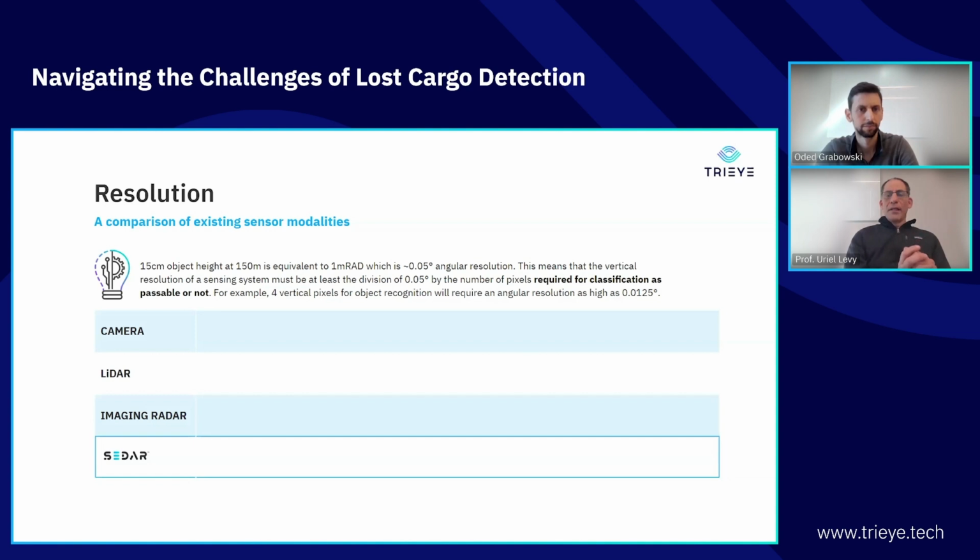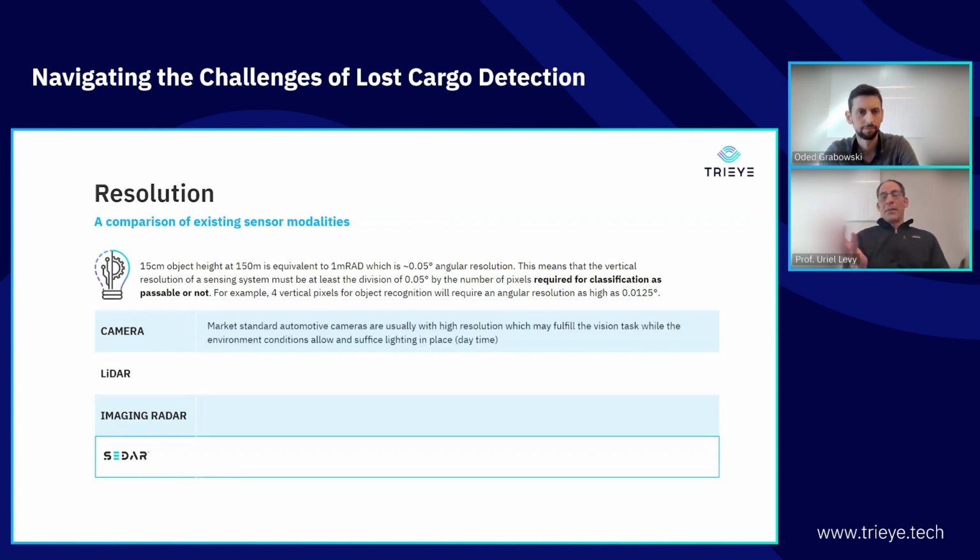So now we are looking at the different modalities and we ask, can they provide this required angular resolution? We start with the camera, and the camera is the market standard, of course, and even if you take a market standard automotive camera, they are usually coming with high resolution, which definitely fulfills the task, assuming that the environmental conditions allow. So if we have sufficient environmental conditions and sufficient lighting, from a resolution point of view, camera can do the job.